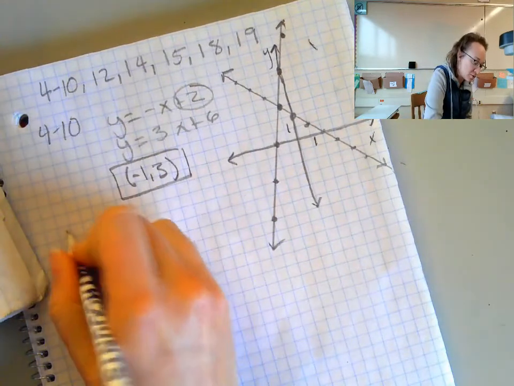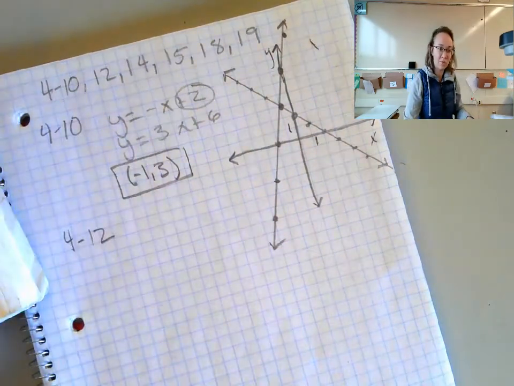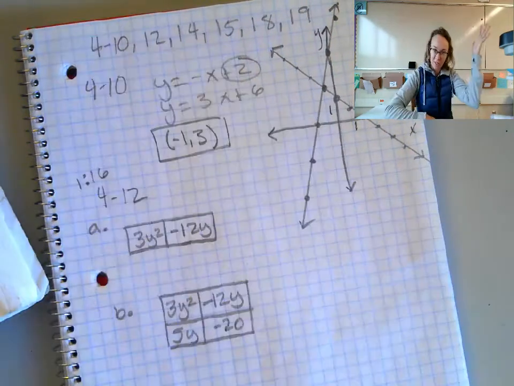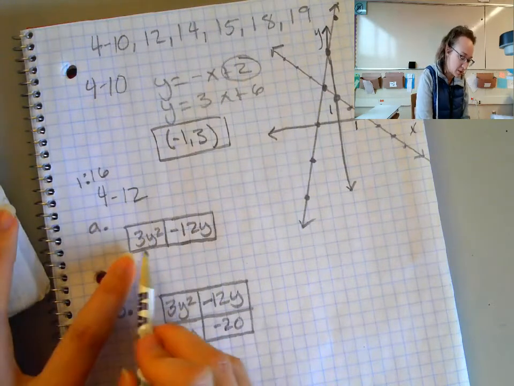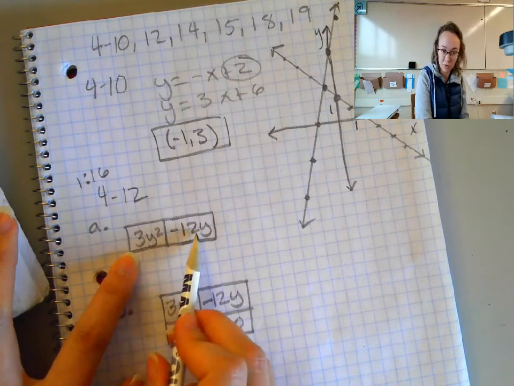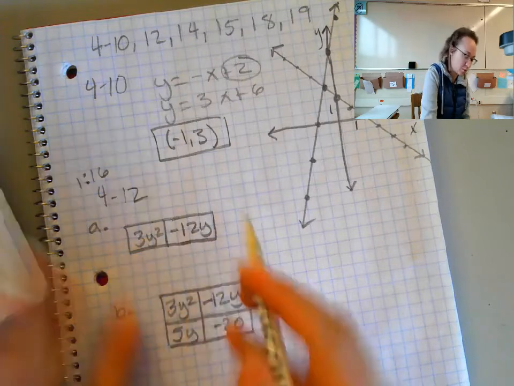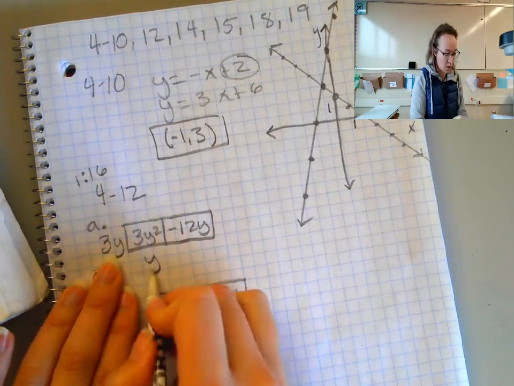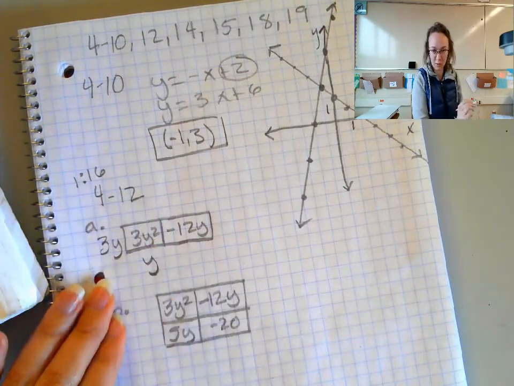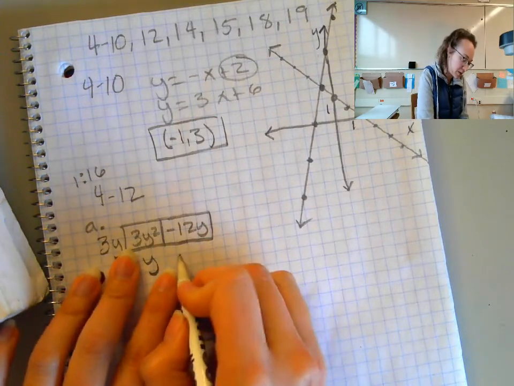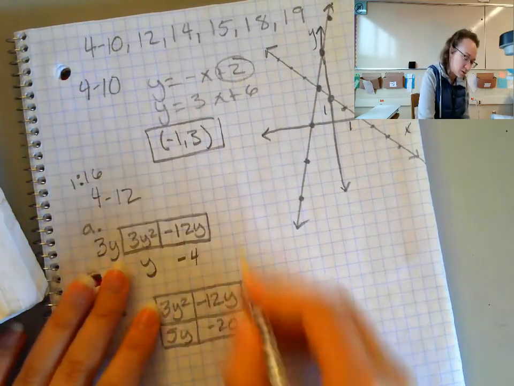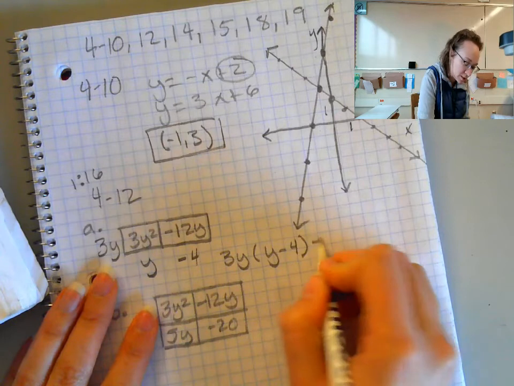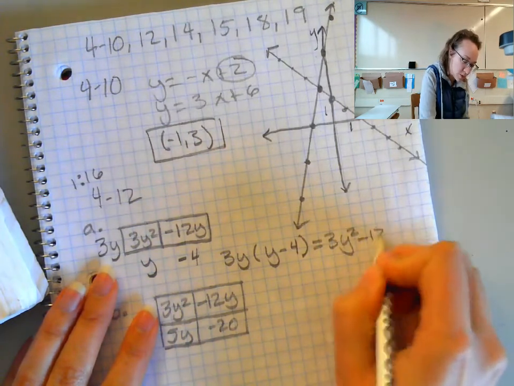Next we have 4-12. So here we're trying to build the outsides, right? So we're going to find a common factor. I notice that 3 goes into both 3 and 12, and I notice that y goes into both. So I'm going to say 3y on one side, and then that would leave me with just a y, because 3y times y gives me 3y squared. And over here, that would leave me with negative 4. And so that means 3y times y minus 4 equals 3y squared minus 12y.